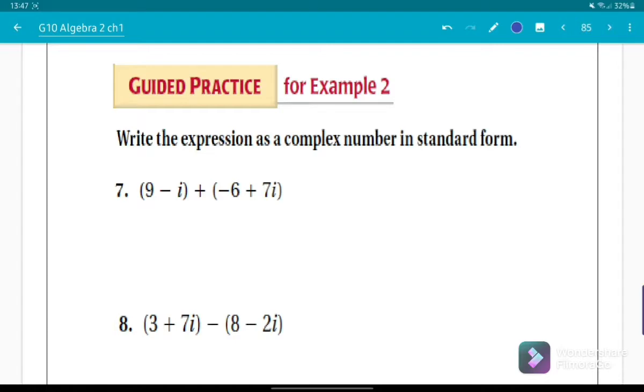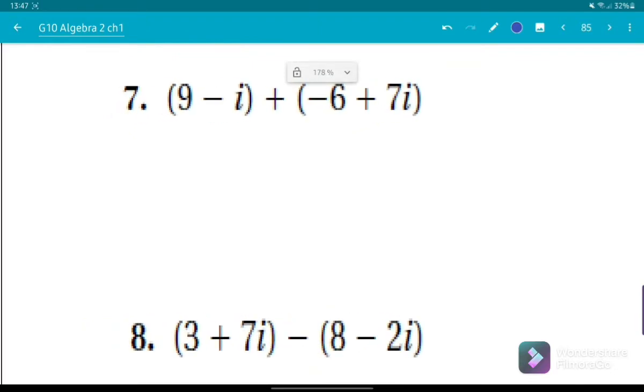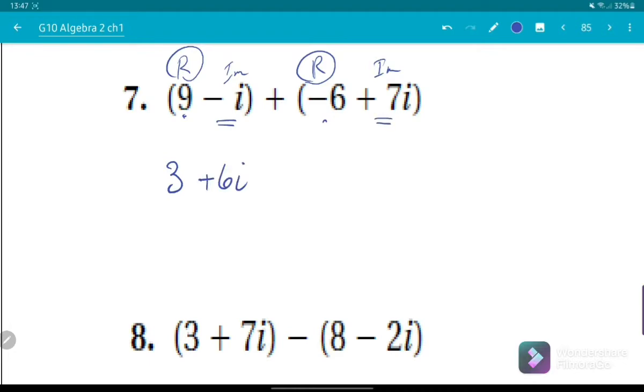Performing operations with complex numbers. Here we have addition. To add them, you add as you do usually. You have the real part and the imaginary part. We will combine the real parts: 9 and -6 will be 3. -i and +7i, the answer will be +6i. Now you have a complex number with a real part and an imaginary part.